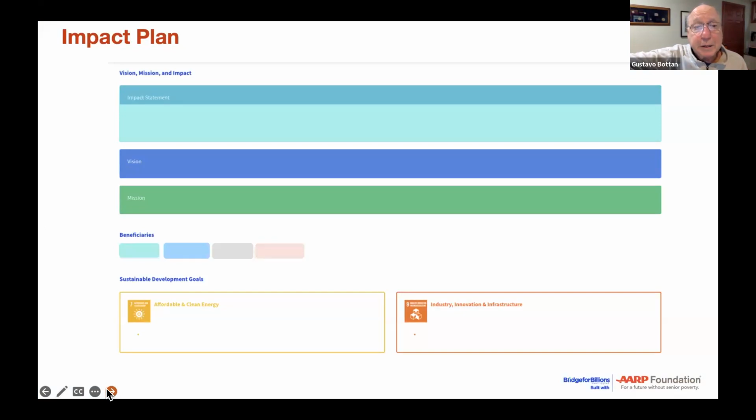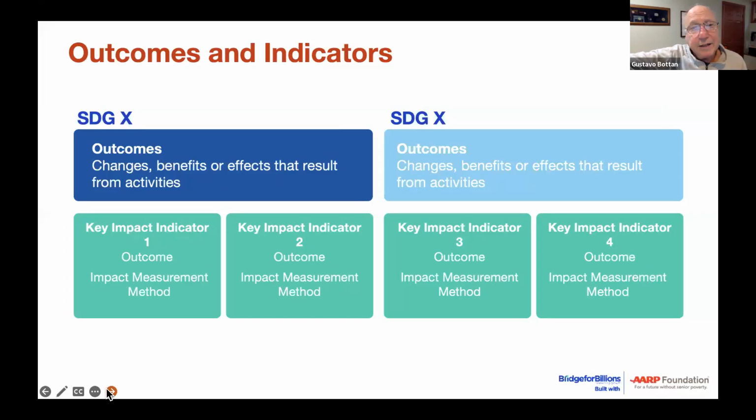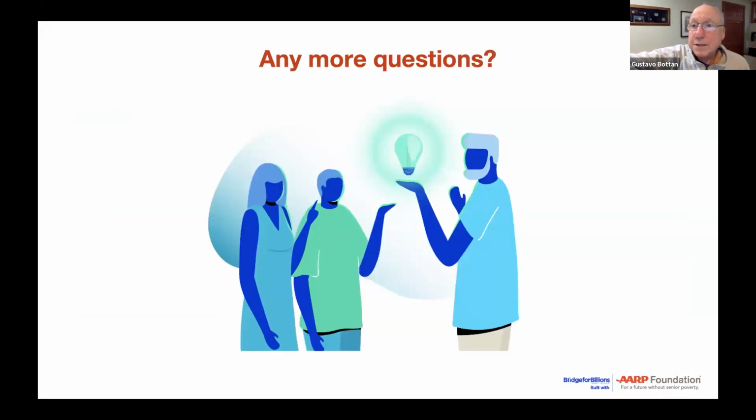So this is the final impact plan. You're going to see something like this. And the last slide is the Sustainable Development Goals of the United Nations. So you may have had more than one, where you basically are going to see, not necessarily in this view, but in the platform, the outcomes, and then your key impact indicators and an impact measurement method that you have to always keep in mind, because if this impact measurement method is impractical, then there's no point in using that indicator. And I think that's about it.